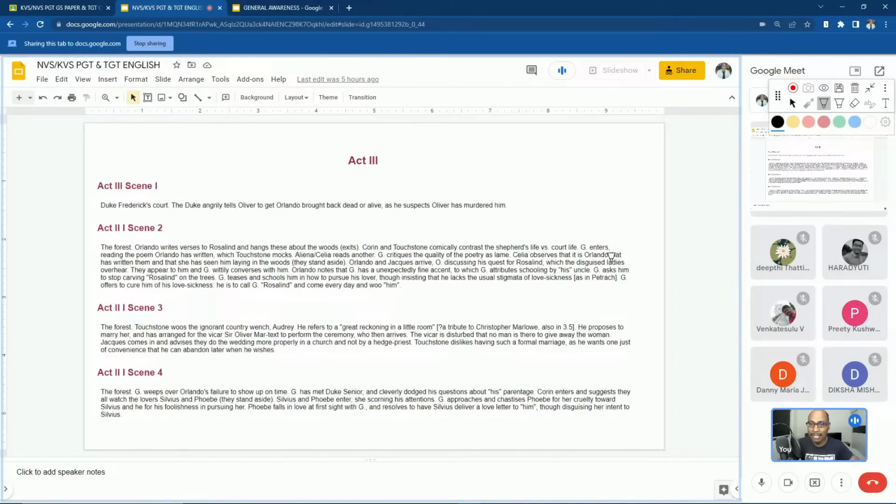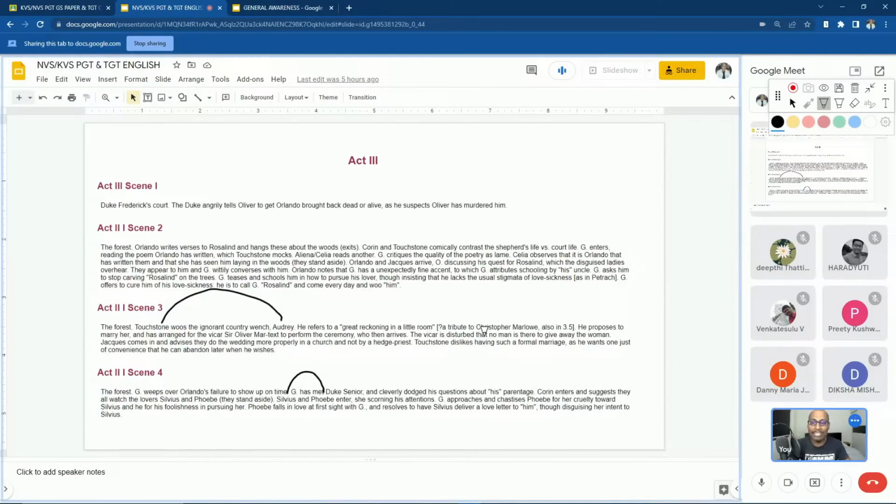Let me introduce a few more characters. Touchstone also falls in love with a poor village shepherd, and then Phoebe is another one, Silvius is another one. Touchstone wants to marry Audrey, and he proposes to marry her and she accepts. And then one more love story is also here, if I remember properly. Silvius proposes to Phoebe, but Phoebe doesn't like Silvius, and Phoebe wants to marry Ganymede, who is actually Rosalind.